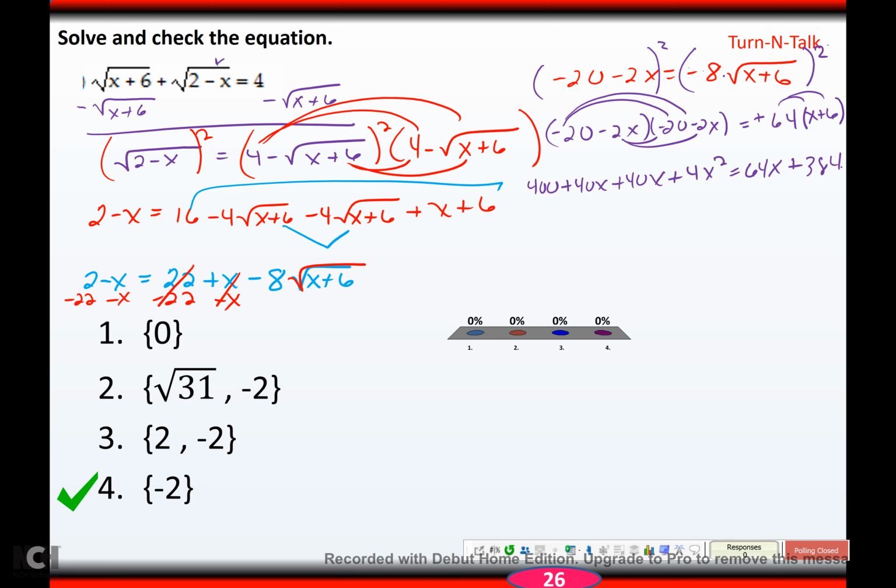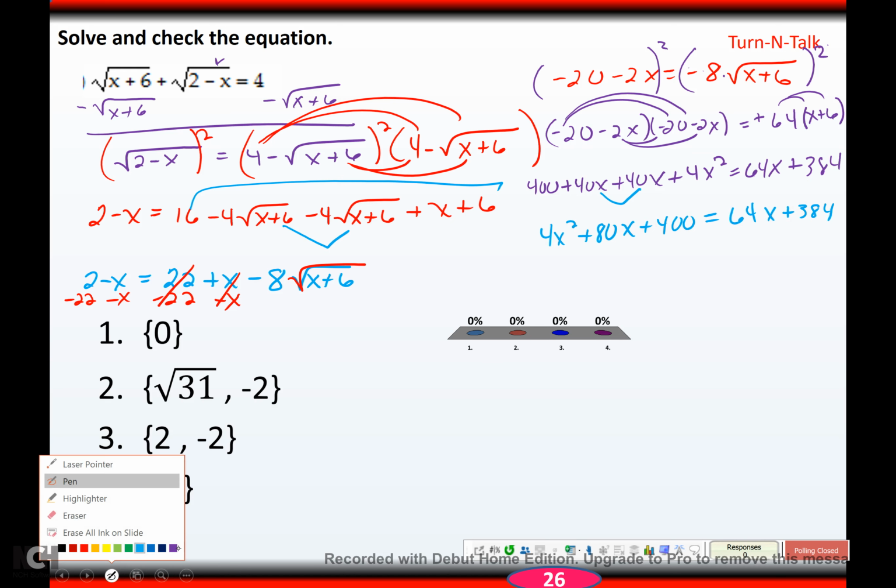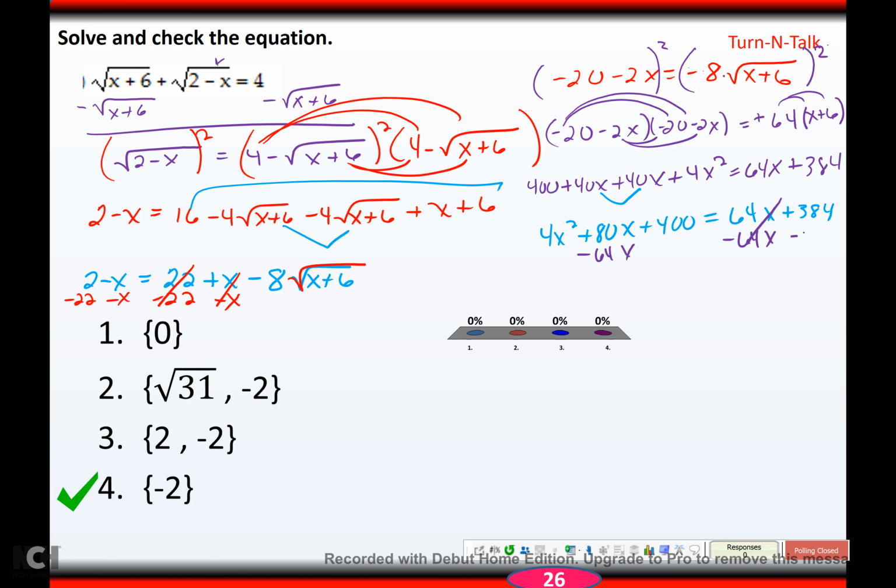Okay, so now if I clean this mess up, I have 4x squared plus 80x plus 400 equals 64x plus 384. Now I need to get 0 on one side because it's a quadratic, so minus 64x gets rid of that, minus 384 gets rid of that and gives me my 0. I have 80 minus 64, so I have 4x squared plus 16x. 400 minus 384 is 16 equals 0.